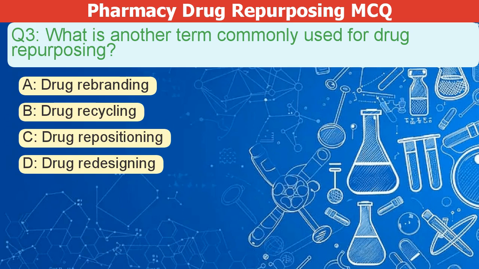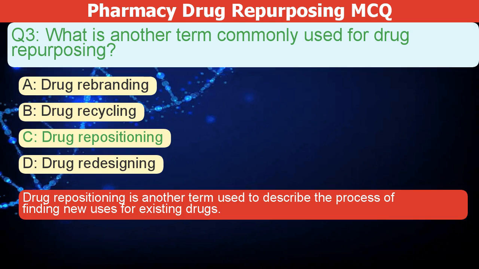What is another term commonly used for drug repurposing? A. Drug rebranding. B. Drug recycling. C. Drug repositioning. D. Drug redesigning. The correct answer is C. Drug repositioning is another term for finding new uses for existing drugs.